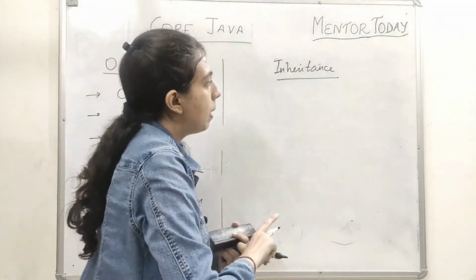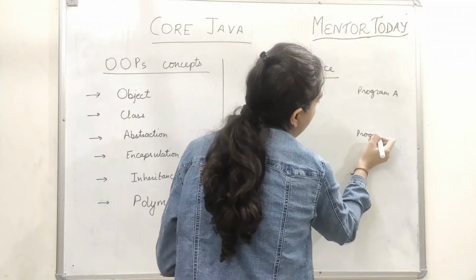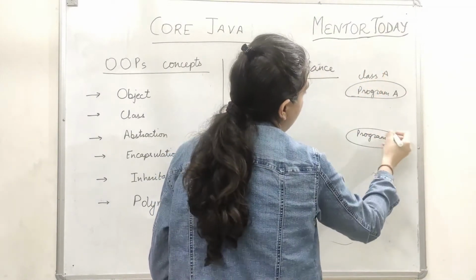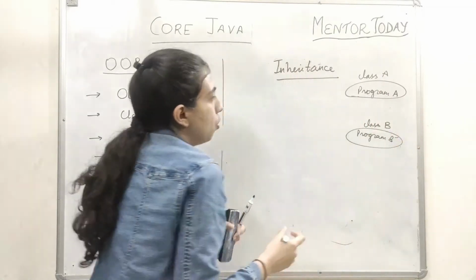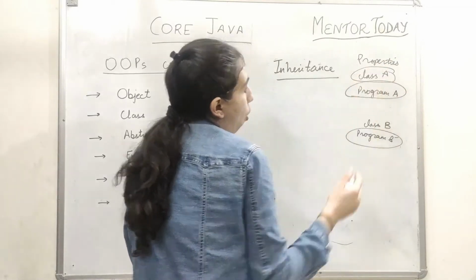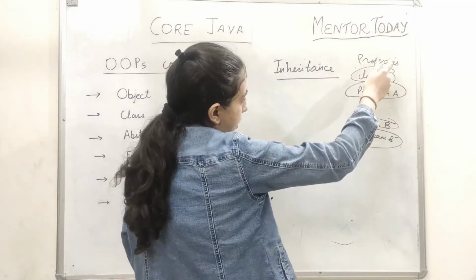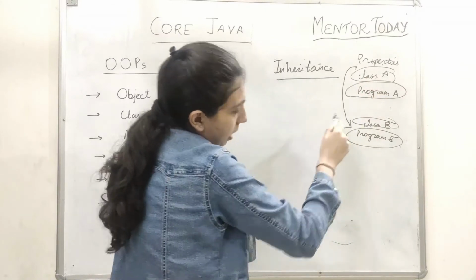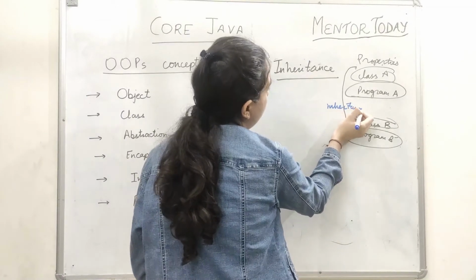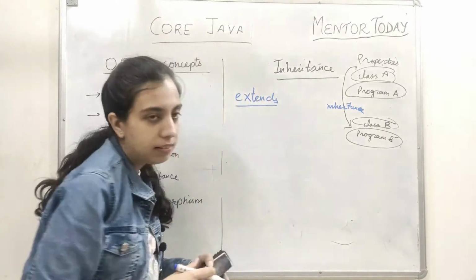In Java, some programs already exist, like program A and program B. I'll call it class A. What is a class? I've already told you, but later we'll see that in detail. So a class has some features, some properties, and I want these properties to be used in class B as well, because I have already written this class. I can directly use these properties in class B, and this concept is called inheritance, and this is exhibited through the keyword extends.